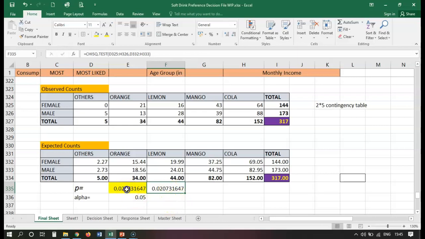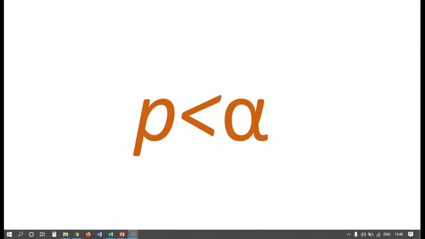Once we get this p-value, we have to compare it with the alpha value. Alpha value is the level of significance. The fate of the null hypothesis hangs on the relationship between the p-value and the alpha value. In order to reject the null hypothesis, we have to look at the relationship between the p-value and the alpha value. If the p-value is less than the alpha value, then we can reject the null hypothesis. If it is not less than the alpha value, we will not be able to reject the null hypothesis.